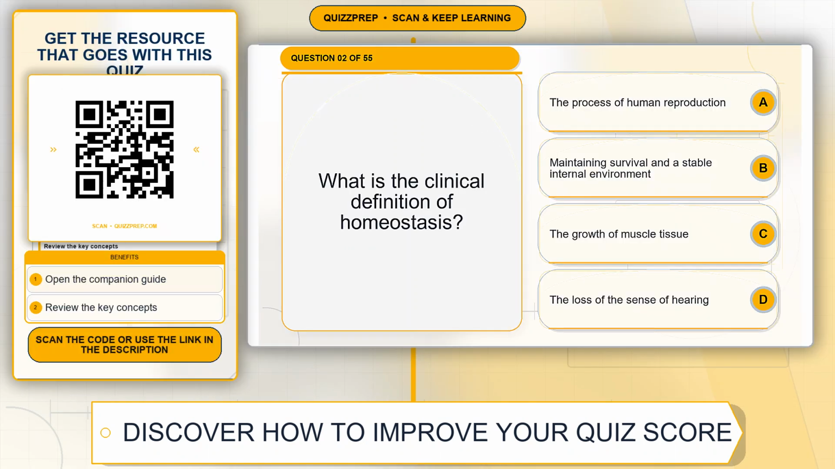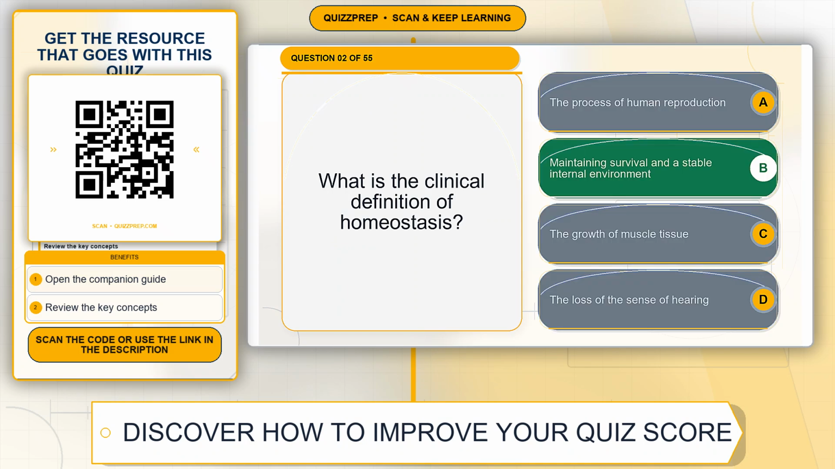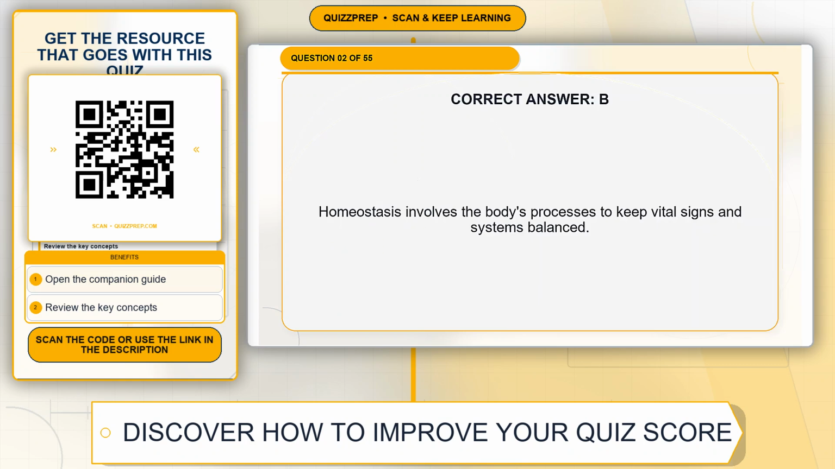Question 2. What is the clinical definition of homeostasis? Option A, the process of human reproduction. Option B, maintaining survival and a stable internal environment. Option C, the growth of muscle tissue. Option D, the loss of the sense of hearing. The correct answer is option B, maintaining survival and a stable internal environment. Explanation. Homeostasis involves the body's processes to keep vital signs and systems balanced.